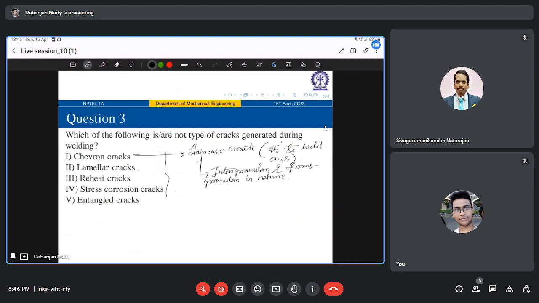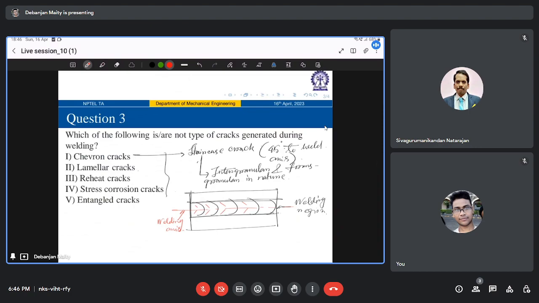So in general, these chevron cracks are formed like this. Let's say this is your weld metal surface. So this is my welding region. In the welding region, they can form at 45 degrees. This is my welding axis. So these kinds of cracks can look like this, right?